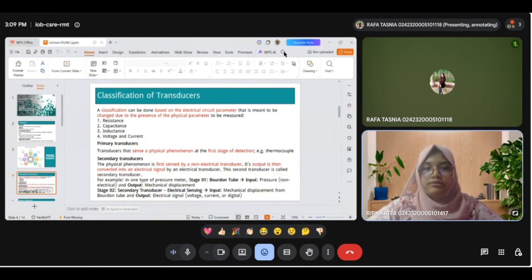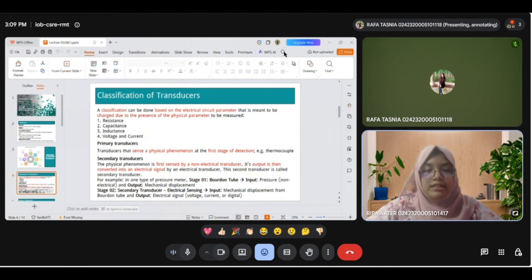Classifications of transducers. Transducers can be classified based on the electrical parameter that changes. The main types are resistive, capacitive, inductive, voltage and current transducers. Another classification is based on sensing stages.